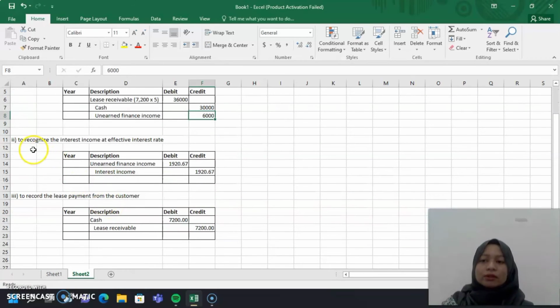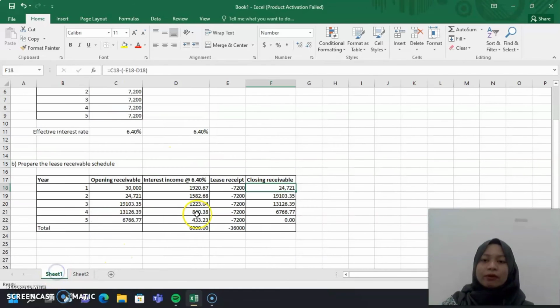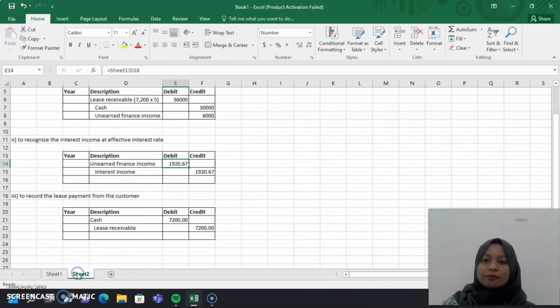Number 2, journal to recognize the interest income at the effective interest rate. Debit unearned finance income 1,920.67 ringgit. This amount we take from the first year of interest income. And credit interest income with the same total, which is 1,920.67.